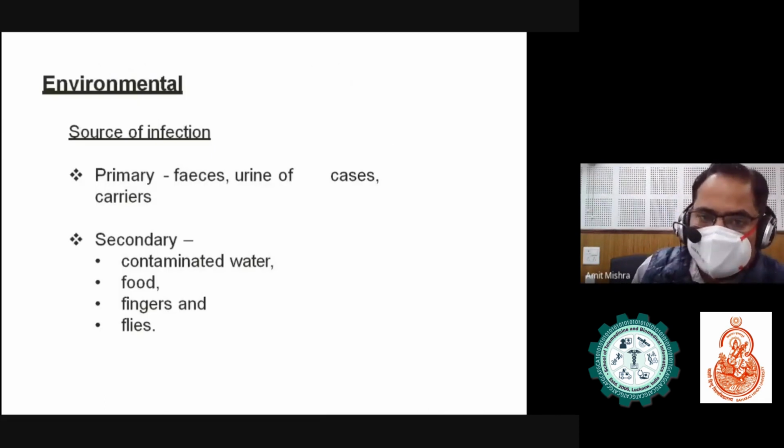Now we are discussing the factors responsible for the infection. Environmental: the source of infection, as I have already told you. Primary sources are the feces and urine of the cases or the carriers. Secondary sources are contaminated water, food, fingers, and flies.